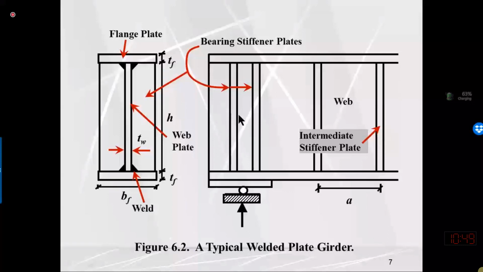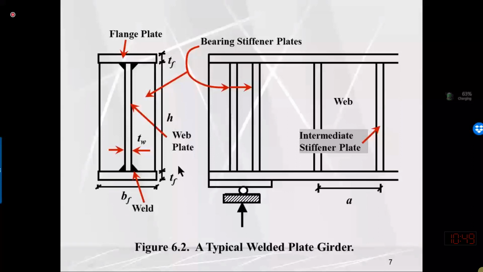And above this force, the two plates, thickness of the flange is referred to as TF, thickness of the web is referred to as TW, width of the flange is referred to as BF, and height of the web or the depth of the web is referred to as H, which is the distance between the inner faces of the flanges.